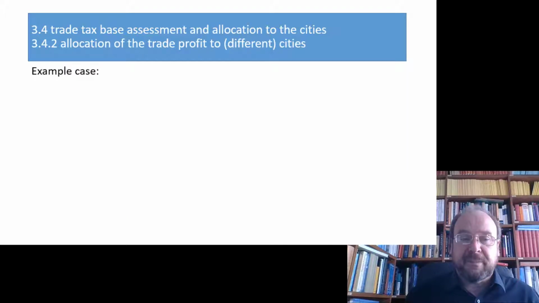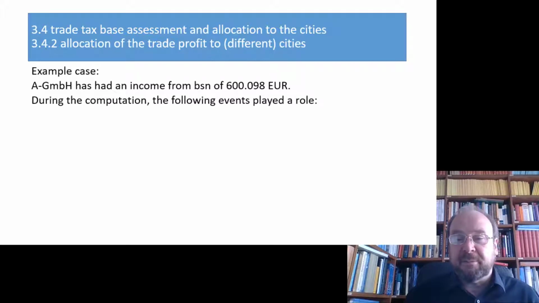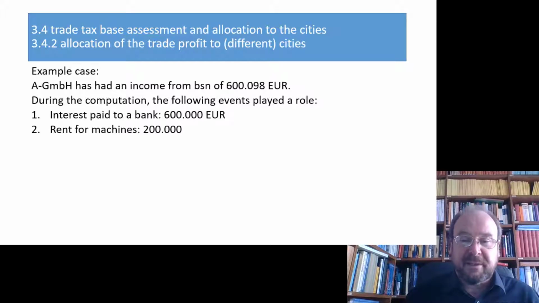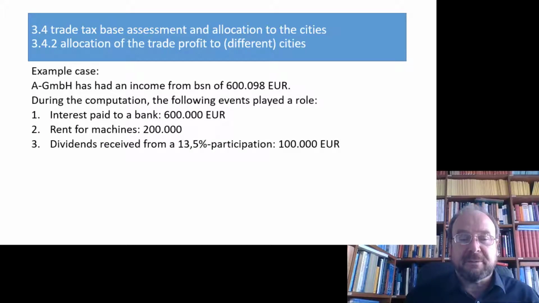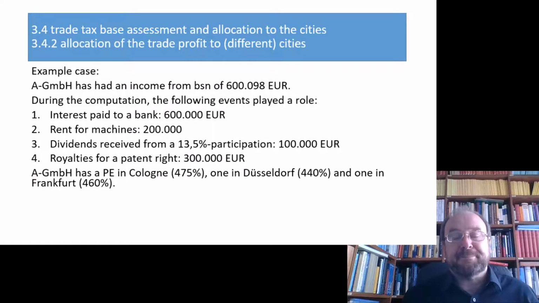Well, let's think again about an example case. A GmbH has an income from business of 600,098 euro. During the computation, the following things were correctly taken into account. Interest was paid to a bank, rent was paid, dividends were received, royalties were paid, and that's it. And A GmbH has a PE in Cologne, one in Düsseldorf, and one in Frankfurt.